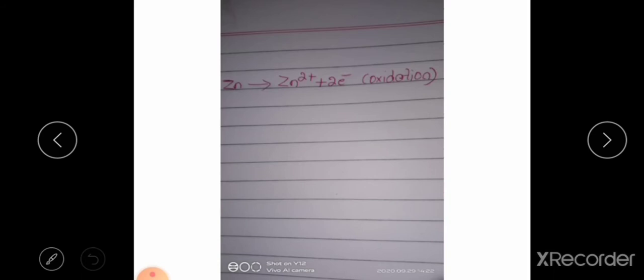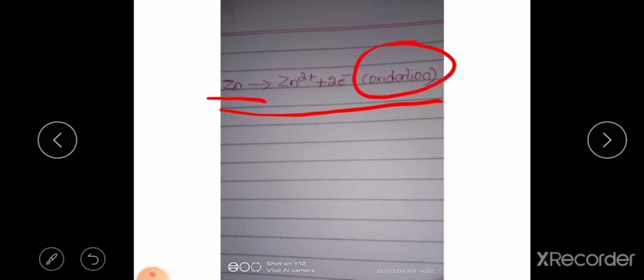So this is the equation of oxidation. Zn, that is zinc, gives Zn2+ and 2 electrons. We know zinc is a highly reactive metal. It undergoes oxidation and it will lose or donate 2 electrons. So the zinc atom becomes a zinc ion by donating 2 electrons. This is the equation of oxidation.